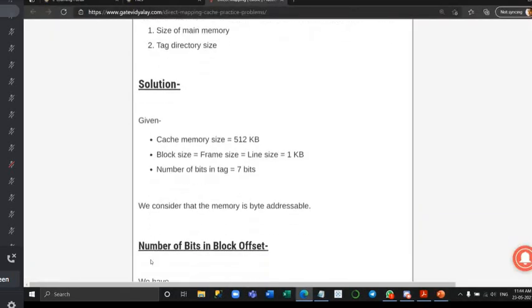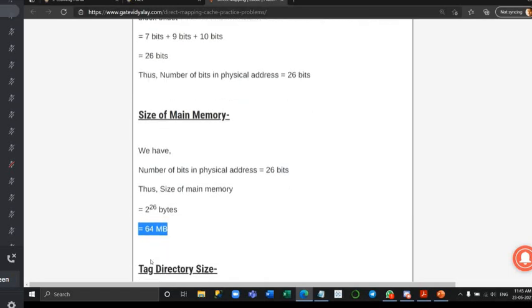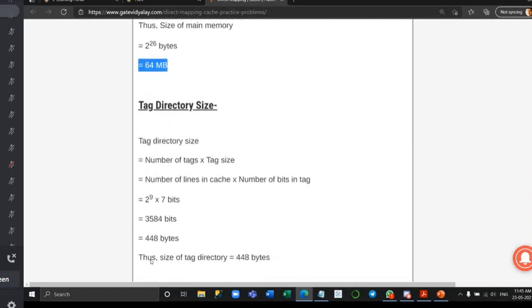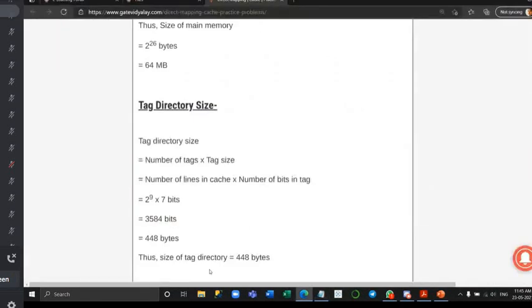We'll check the solution. The main memory we got is 64 MB. The tag directory size is the number of lines in the cache multiplied by the bit size of the tag value, the tag part. That becomes 512 into 7 bits, divided by 8, which becomes 448 bytes, which we got here. Is that clear? I will take that as yes, unless you specify otherwise.